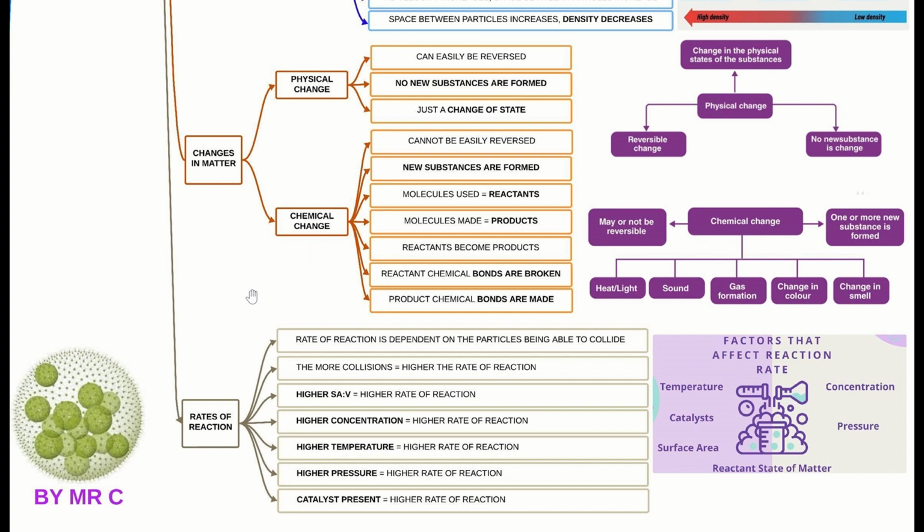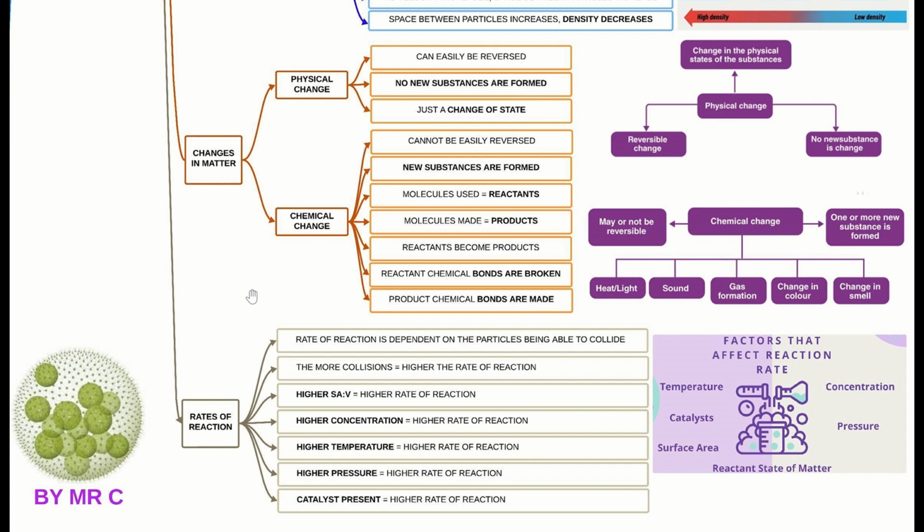Last of all, we have rates of reaction, which is how quickly a reaction takes place. A rate is the amount of product per unit time, and the rate is dependent upon the particles being able to collide. The more collisions, the higher the rate of reaction. And therefore, how do we increase the number of collisions? Well, first of all, we can increase the surface area to volume ratio. That will give us a higher rate of reaction.